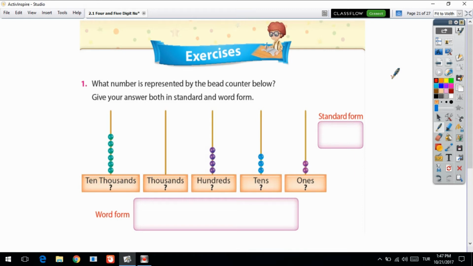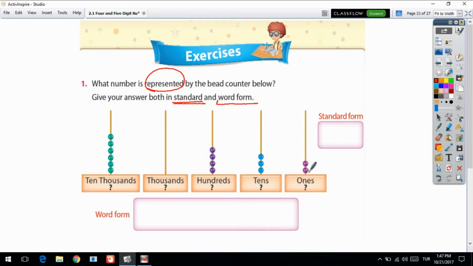Today we are going to talk about 2.1, 4 and 5 digit numbers and place values. So we are talking about the answers. We have the exercise on this page. First of all, let's look at them. The first question: what number is represented by the bead counter below? Represented means shows you. Give your answer both in standard form and word form. Standard form means you write your number by digits, digit by digit. Word form means how to read your number. You write your number by letters, by words. Right? First of all, let's find our number.